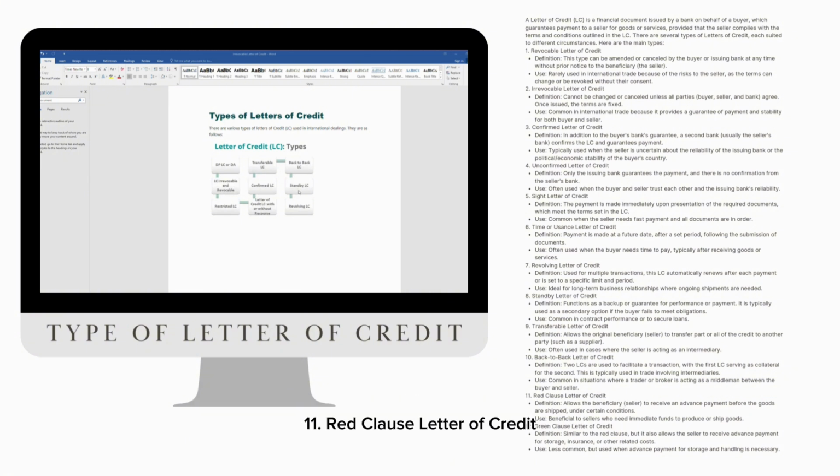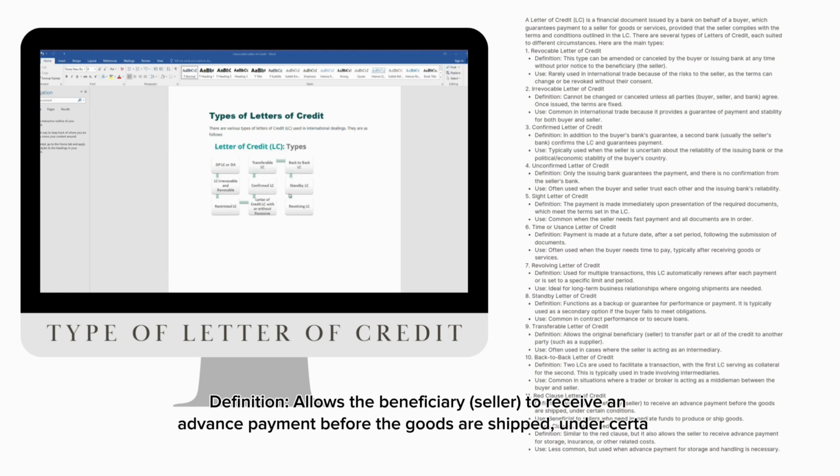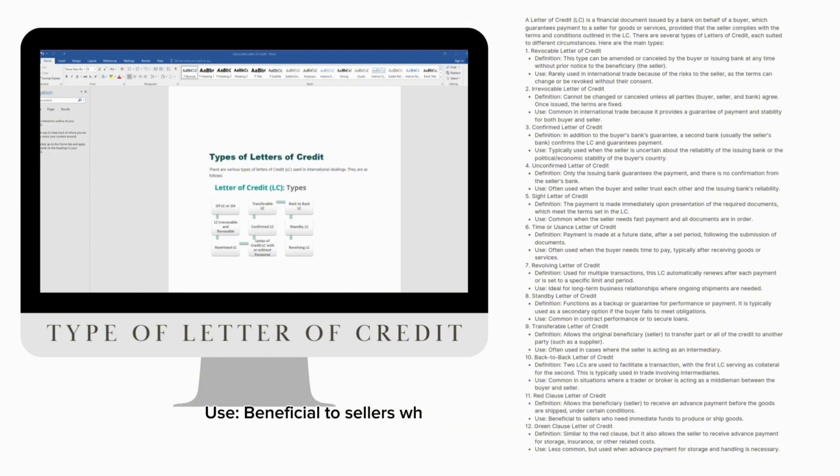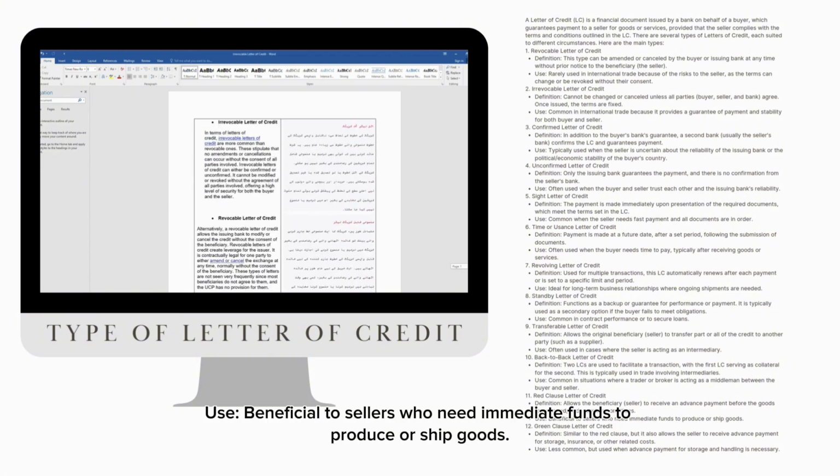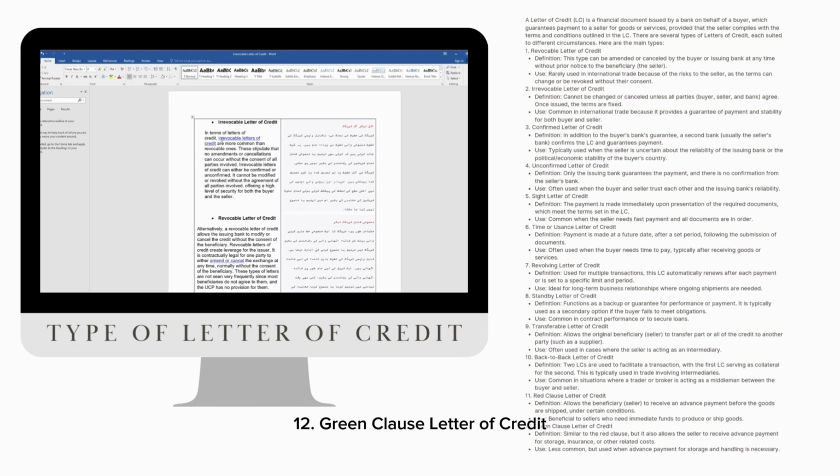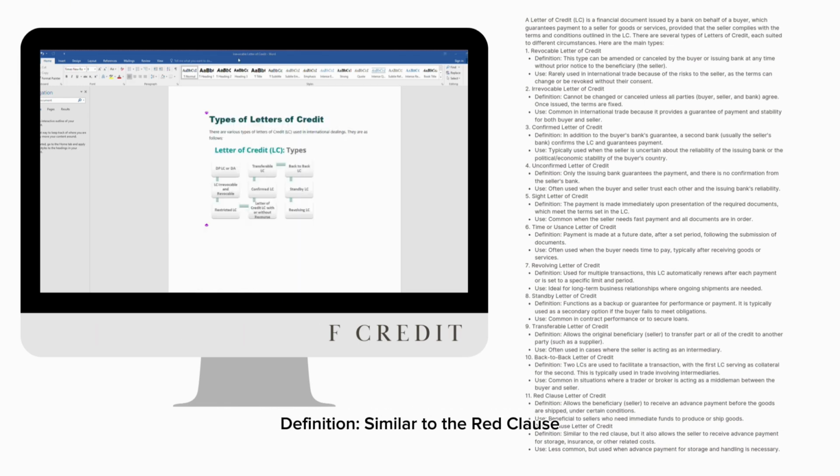11. Red clause letter of credit. Definition: allows the beneficiary, the seller, to receive an advance payment before the goods are shipped, under certain conditions. Use: beneficial to sellers who need immediate funds to produce or ship goods. 12. Green clause letter of credit. Definition: similar to the red clause.